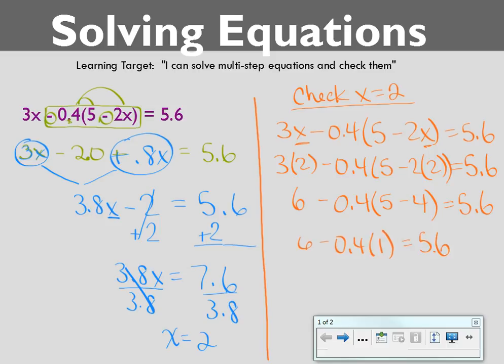So the check's not as bad as it looked at first, because 1 times anything is itself, so this becomes very easy. It's just 6 minus 0.4 equals 5.6. Or excuse me, 5.6. I think I keep saying 56. 5.6 equals 5.6. And it worked out nicely.